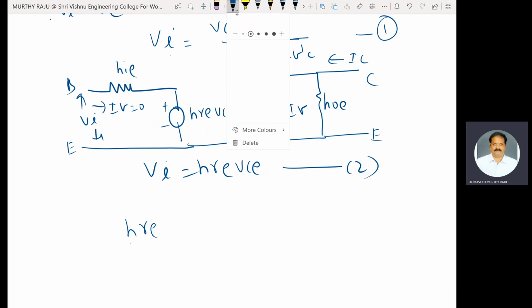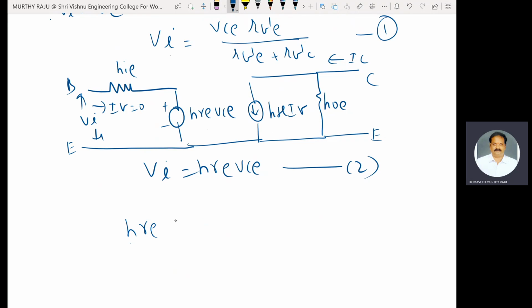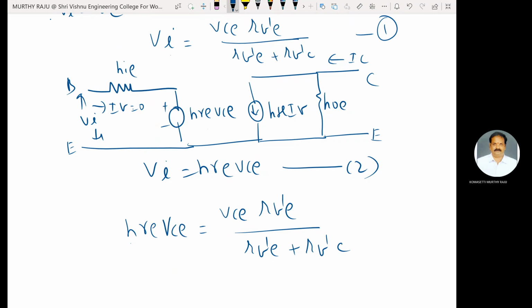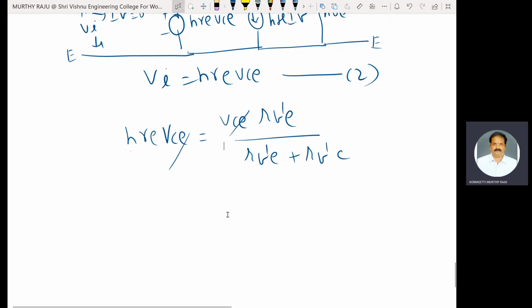VA is equal to HRE into VCE is equal to VCE RB dash E by RB dash E plus RB dash C. VCE cancel to each other. Therefore, finally find out RB dash C.